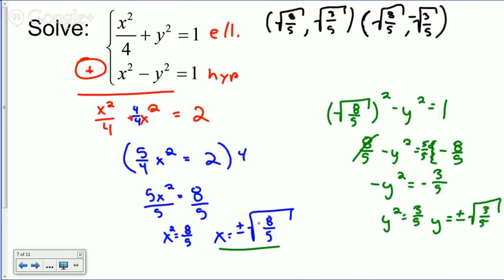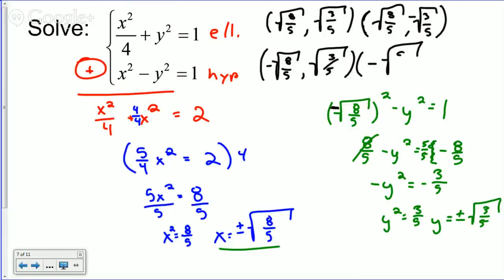So that was if I had positive radical 8/5. Well, if I put a negative in here, nothing changes after this, because a negative squared is still a positive here. So all that after there stays the same. So we'll just say negative radical 8/5, comma, radical 3/5, and negative radical 8/5, comma, negative radical 3/5.